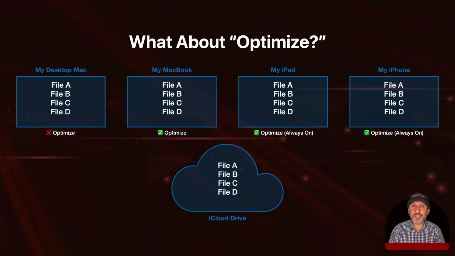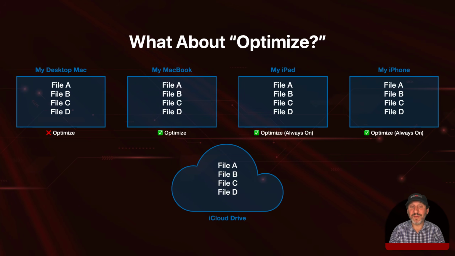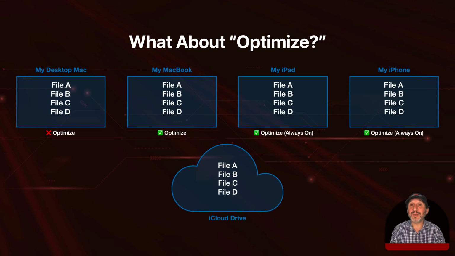Now let's take a look at a situation with those same 4 devices. But in this case, your desktop Mac, where you have plenty of space on the internal drive, the Optimize feature is turned off. But your MacBook, where you have less space, a smaller internal drive, you've turned Optimize on. On iPadOS and iOS, Optimize is always on. That's just how it works. There is no option to turn Optimize off.